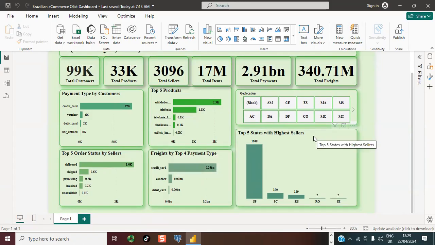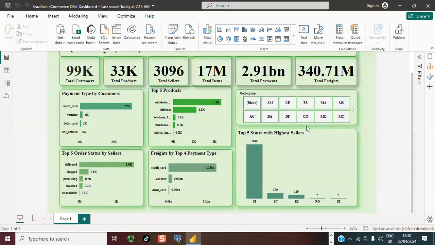Looking at the top 5 states with the highest sellers, the state-coded SP showed to have the number of sellers at 1,849. Here I have my slicers where I use the geolocation as slicers. And remember I said slicers are indicators such that when you use them, it interacts with the dashboard and it gives you further insights into the data set.